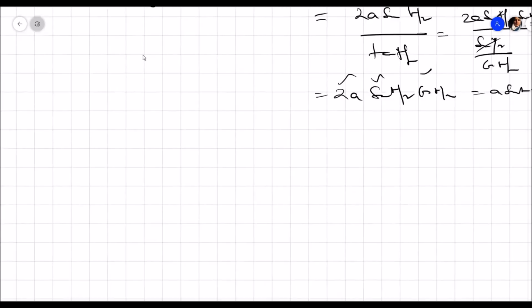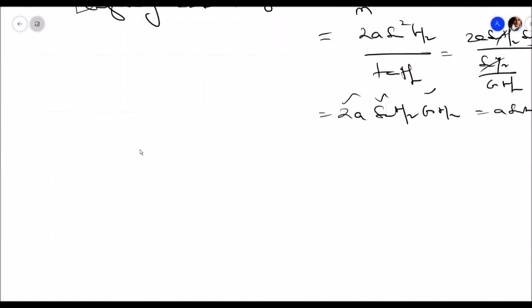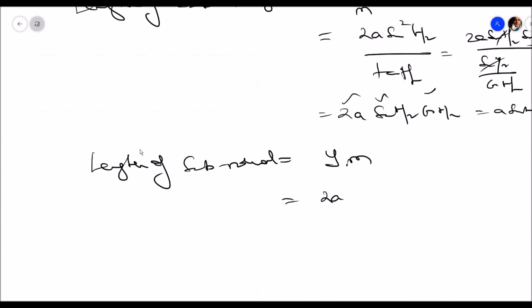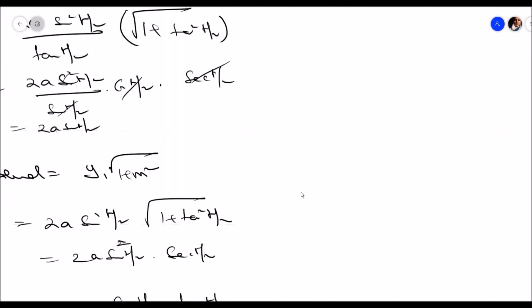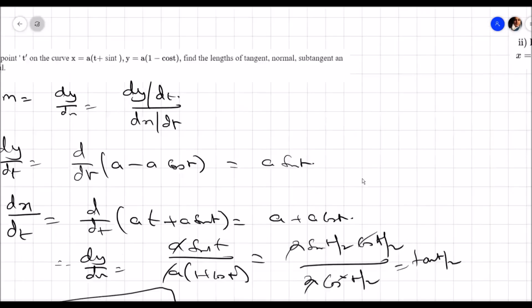Okay. And then the length of the subnormal is equal to y1 into m, which is of course equal to 2a sine square t by 2 into tan t by 2. There's nothing much to simplify over here. Okay, these are the 4 things that we're asked to find out. Got it?